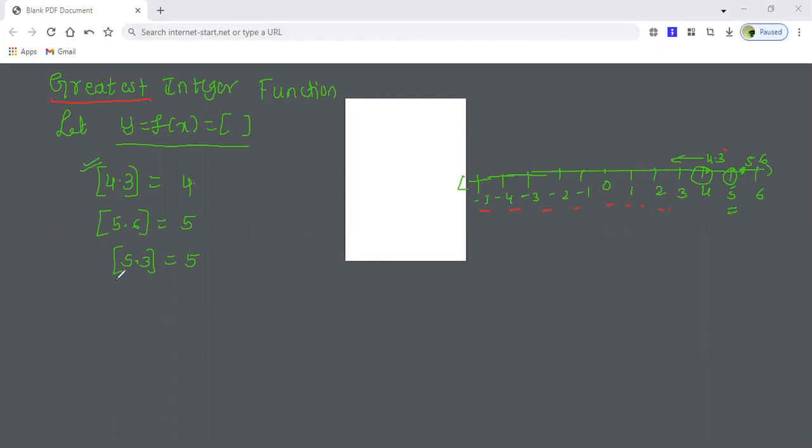Similarly, you can say 5.3. If you take 5.3, somewhere here it lies. Again, 5 will be the greatest integer of this 5.3. This is about the positive numbers. Similarly, if I take, say, 1.2, the greatest integer of this will be equal to 1. Now, if I go with the negatives.